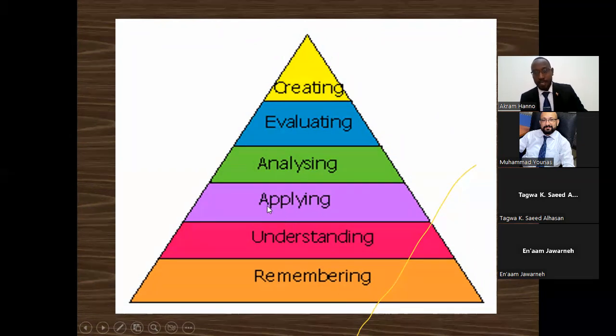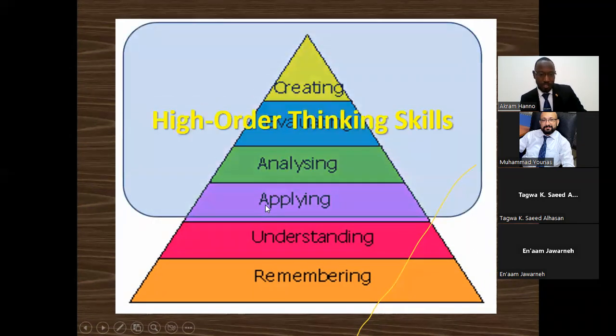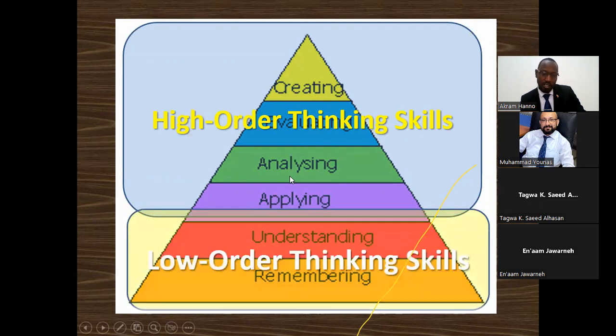This is Bloom's taxonomy. So these four, 1, 2, 3, 4, are high order thinking skills, whereas understanding and remembering, or memorization and recalling information, are low order thinking skills.